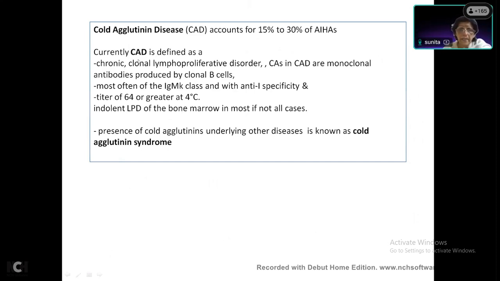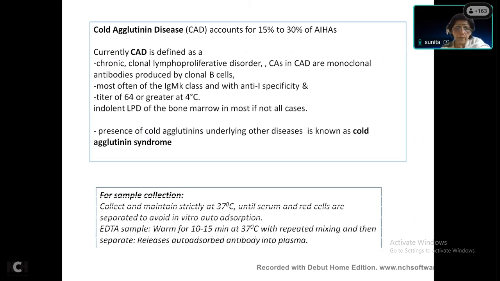Then the criteria is the same, that they are monoclonal antibodies produced by clonal B cells, IgM type with anti-I specificity. Titer should be more than 64 at 4 degrees centigrade. Usually, if they are more than 1000 titer, then they can cause intravascular hemolysis. But in a low titer, generally they don't cause intravascular hemolysis.